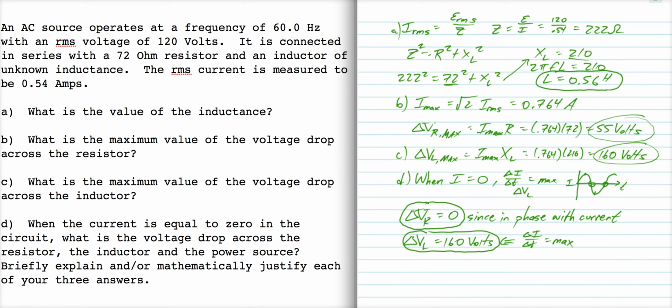Finally, to get the voltage drop across the power source, we use the loop rule, right? Now, the loop rule doesn't work with averages or maximums. In other words, I can't say the voltage drop across the power source is equal to the voltage drop across the resistor plus the voltage drop across the inductor using the maximum values, because these occur at different times. But these occur at the same time, right? They're both occurring when I equals 0. So I can say that at that moment the voltage drop across the inductor is 160 volts.